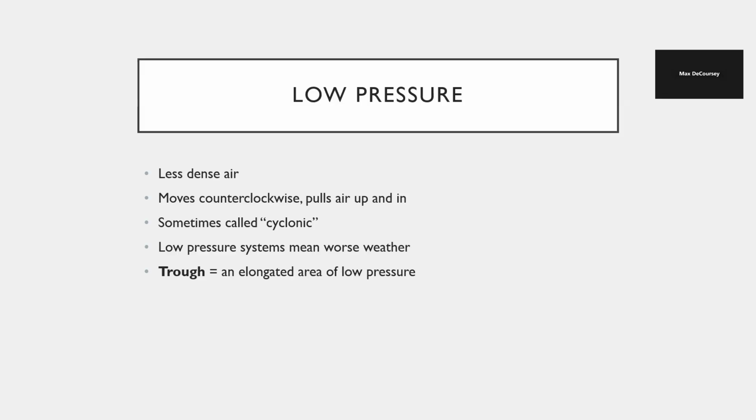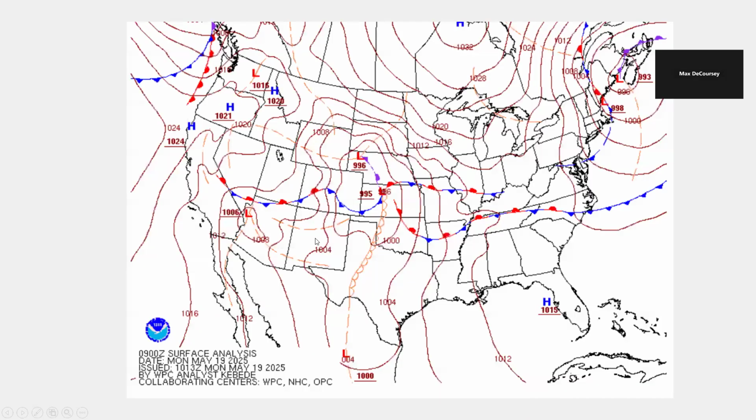And low pressure systems mean worse weather. This should make sense because low pressure is pulling air up and in. When you cause air to rise, that's how you develop clouds, that's how you develop rain, that's how you develop worse weather. So a trough is an elongated area of low pressure. This is much more common. These orange dashes right here on this surface analysis chart are the troughs. That's what a trough looks like.